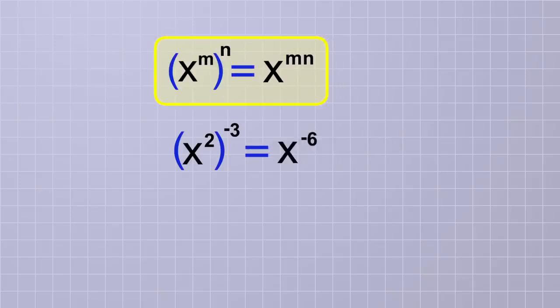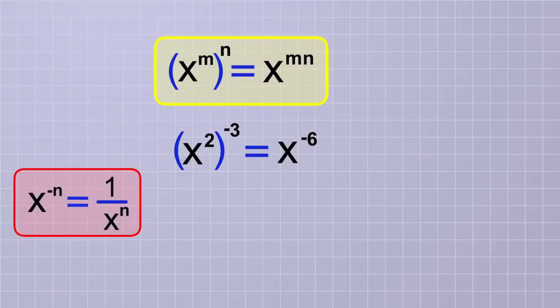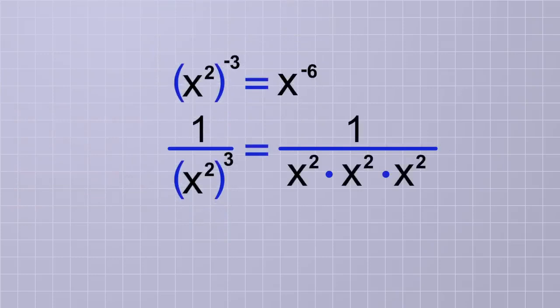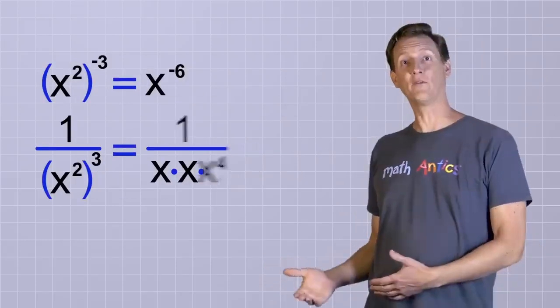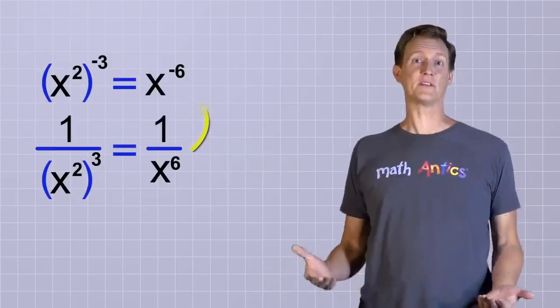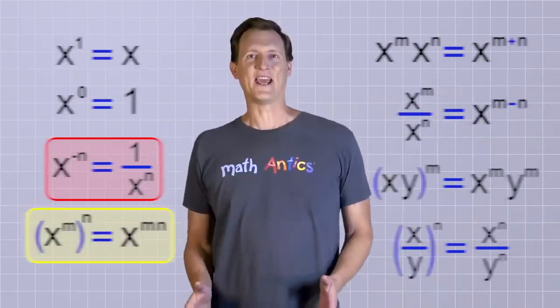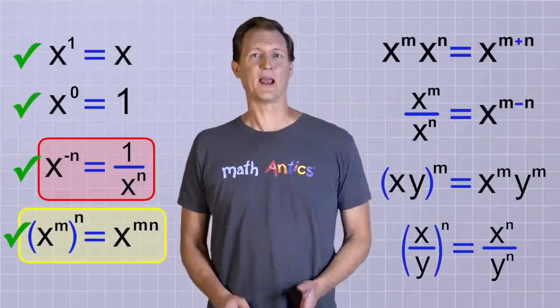To see if that's true, we'll need to use the law we just learned about negative exponents and rewrite this as 1 over x squared to the positive third power. That simplifies to 1 over x squared times x squared times x squared, which in turn simplifies to 1 over 6 x's being multiplied together. And that all checks out, because 1 over x to the 6th would be the same as x to the negative 6th power. Pretty cool, huh?